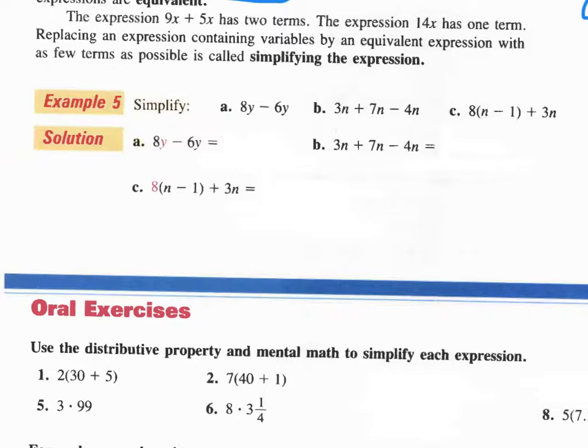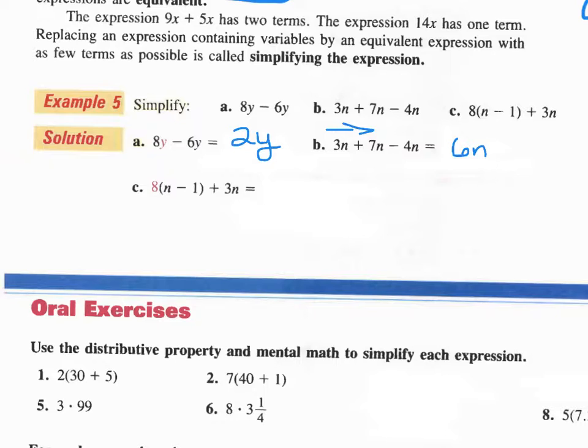So what do we get when we do 8y minus 6y? 2y. All we're doing is subtracting the coefficients. Okay, for part B, what we're going to do is work left to right. So I'm going to do 3 plus 7 and get 10, and then subtract the 4 and get 6n.